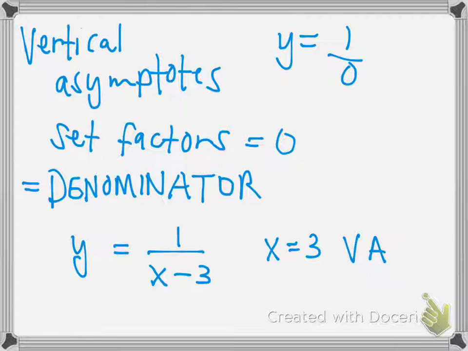And on this one, the graph can't happen at +3, because I took this factor right here, set that factor equal to 0, and solved. So I get +3. So I'm going to have a vertical asymptote at the line x equals 3.